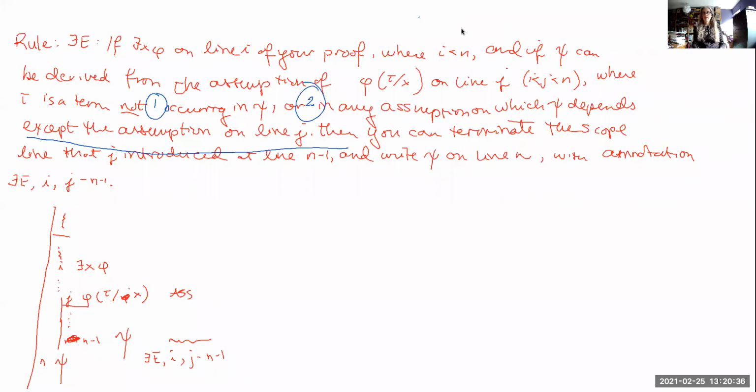So, I bet I didn't clean my whiteboard. I didn't. Shame on me.